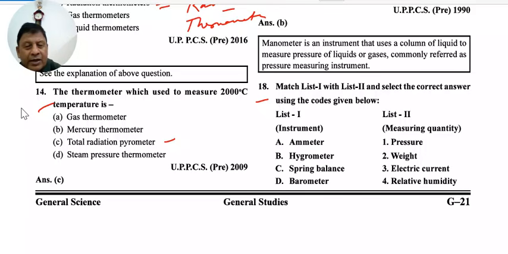Now this question, match list 1 with list 2 and select the correct answer using the codes given below. So now, just to match: ammeter, you all know, is meant to measure the electric current, right? A spring balance is meant to measure the weight, and barometer is meant to measure the so-called pressure. So naturally, hygrometer is meant to measure the relative humidity, the presence of water vapor in a given volume of air. Okay, so you can match correctly.